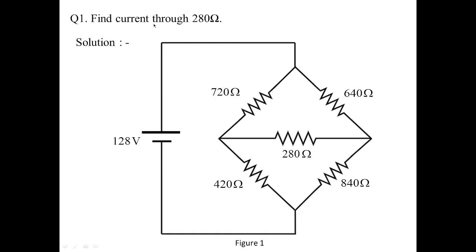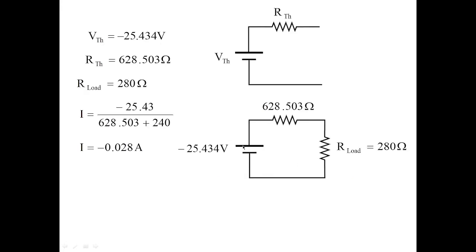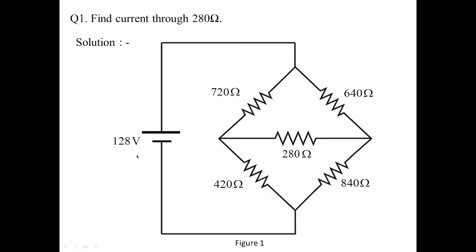Find out the current through 280 ohms. The same problem. Now we have to apply any other analysis like mesh analysis or node analysis and try to obtain the answer, and check whether the value of current which we have obtained as minus 0.028 amperes is what we are getting or not. So this is the given circuit. We have to find out the value of current in 280 ohms.